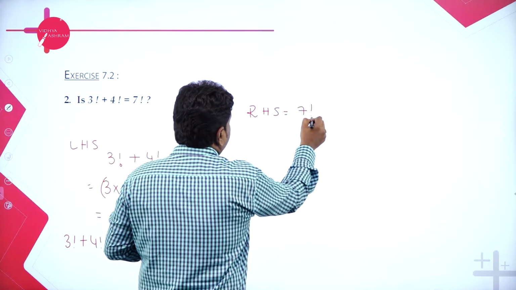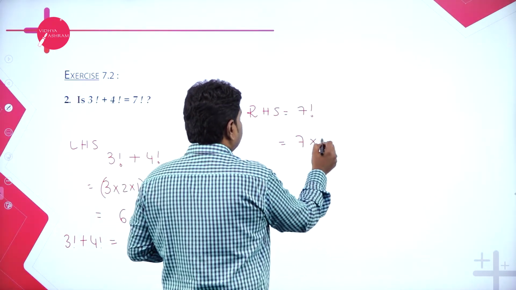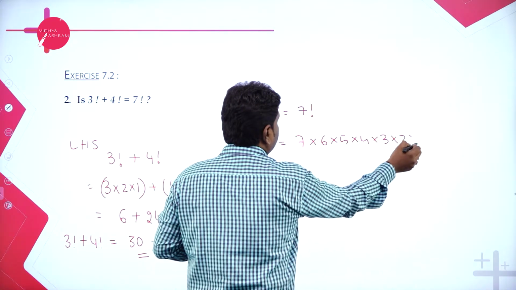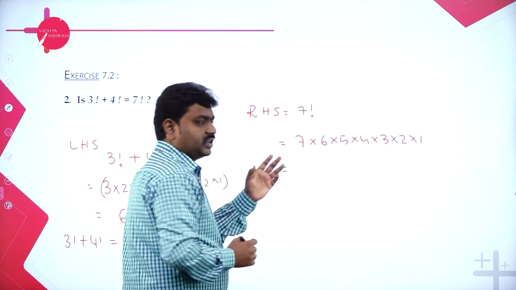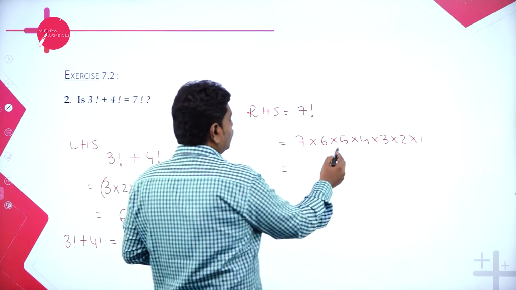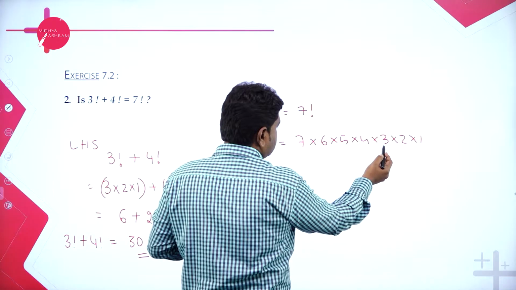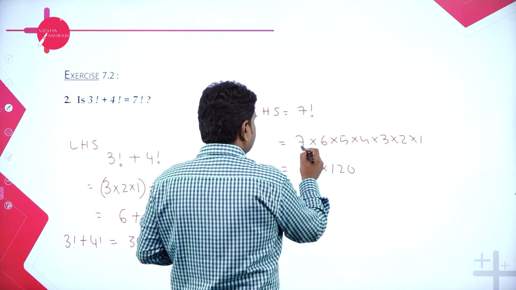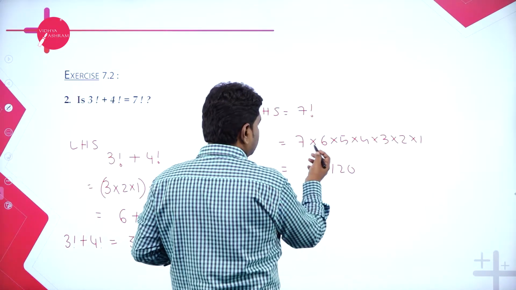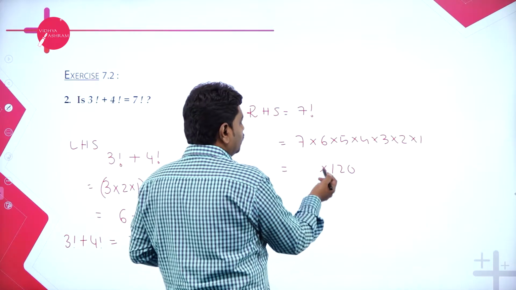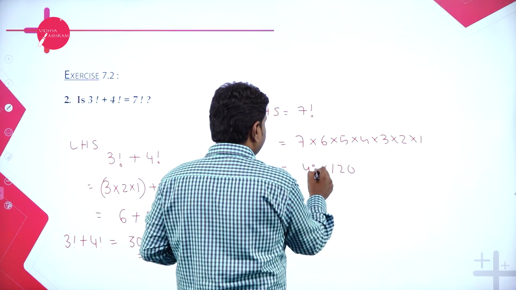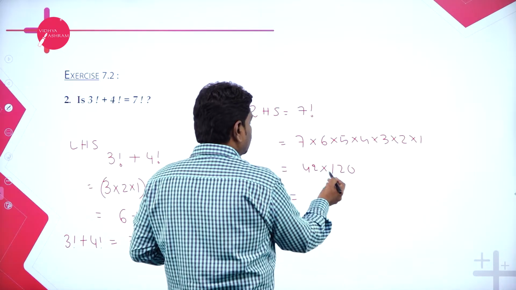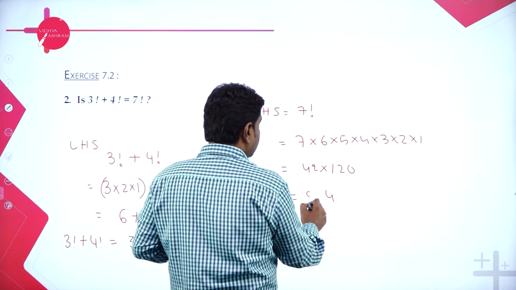What is meant by 7 factorial? 7 into 6 into 5 into 4 into 3 into 2 into 1. Now simplify this. 5 4s are 20, 3s are 60, 2s are 120, 120 into 6, 7s are. You can see we got 30, but here we are getting something new. 7 into 6 is 42, into this. If you multiply, it will be more.